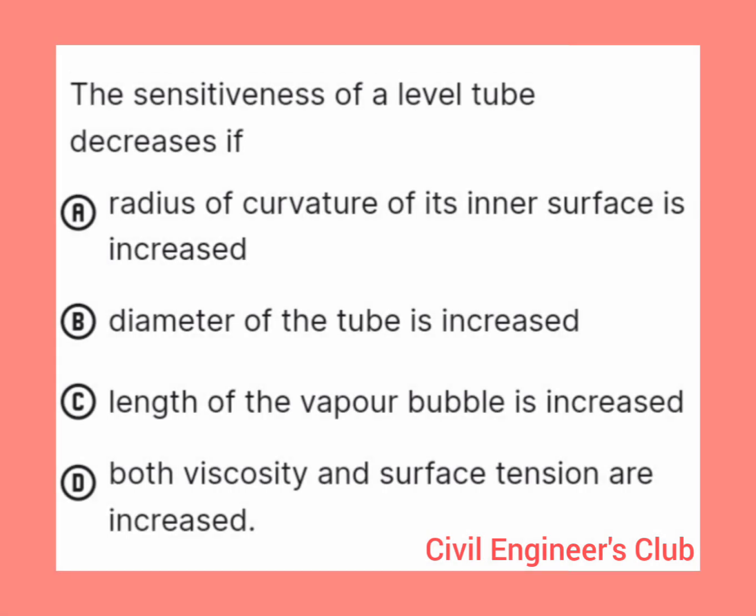Next question, the sensitiveness of a level tube decreases if option A, radius of curvature of its inner surface is increased. Option B, diameter of the tube is increased. Option C, length of the vapor bubble is increased. Option D, both viscosity and surface tension are increased. Here the correct answer is option D, both viscosity and surface tension are increased. The sensitiveness of a level tube decreases if both viscosity and surface tension are increased.